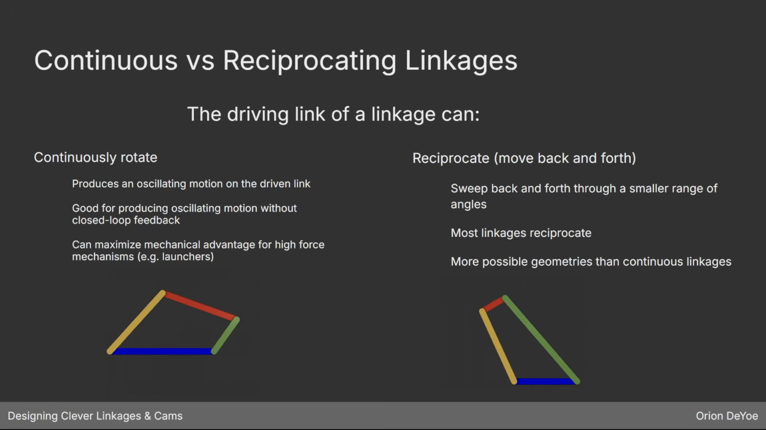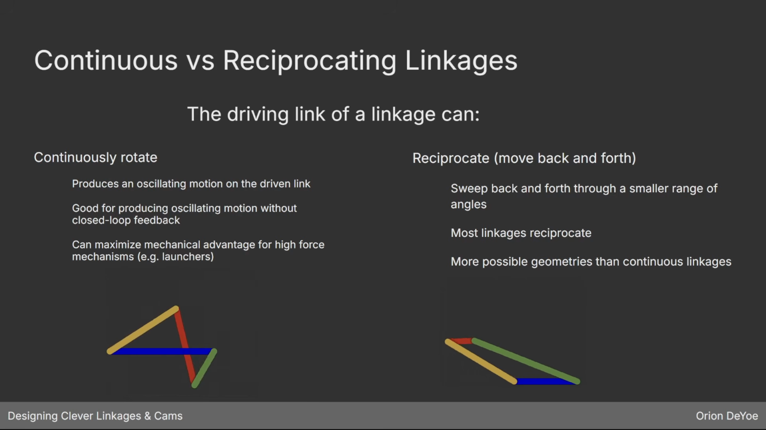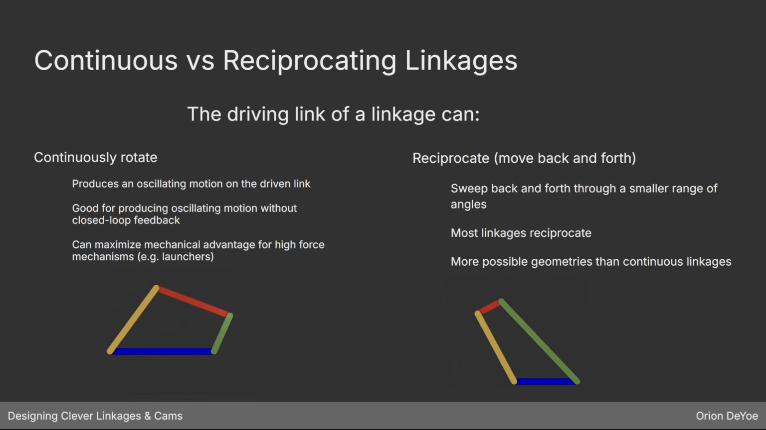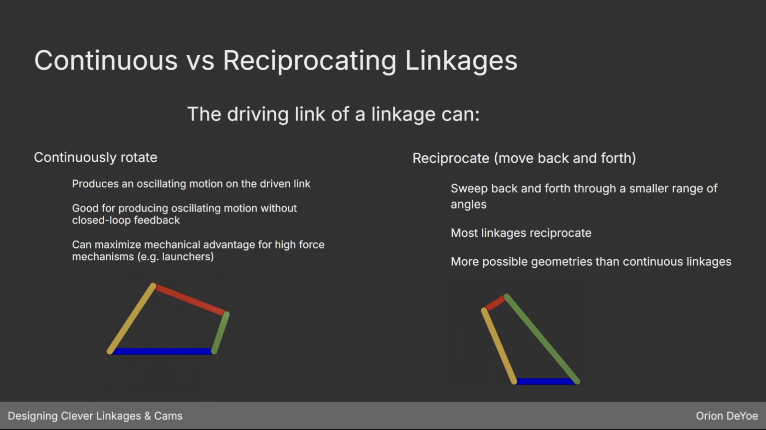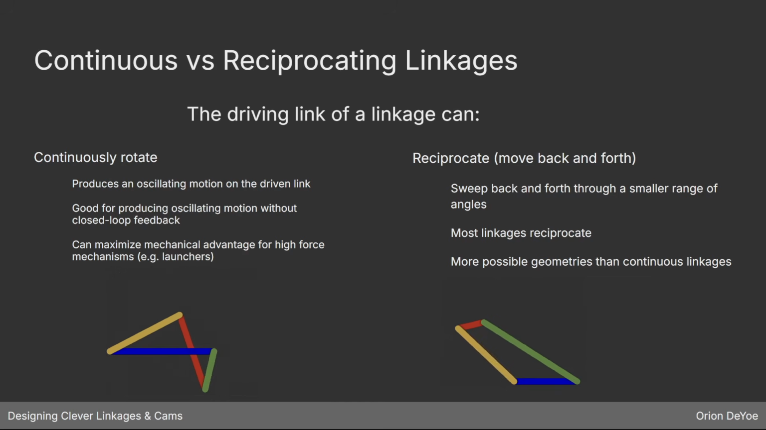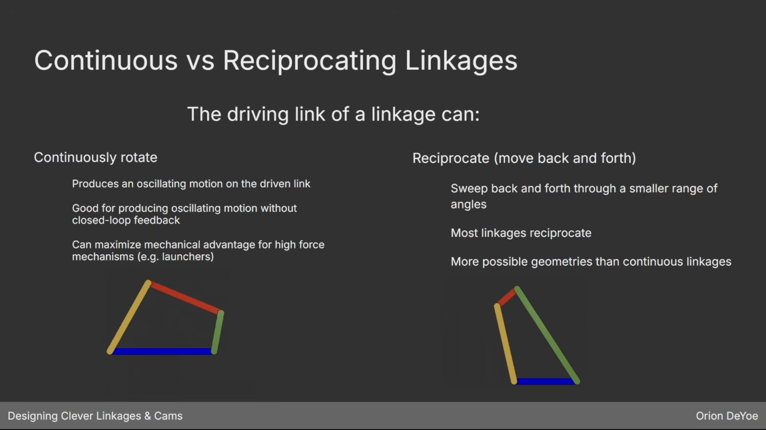And so a lot of the linkages that you will use on a robot are going to be what's called a reciprocating linkage, and this is where you're doing position control on the driving link, and it only operates within a certain range. Because of the way the linkage geometry works, there are some linkages that cannot continuously rotate, or at least not continuously rotate in a useful way, whereas basically all linkages have some range that they can reciprocate within.